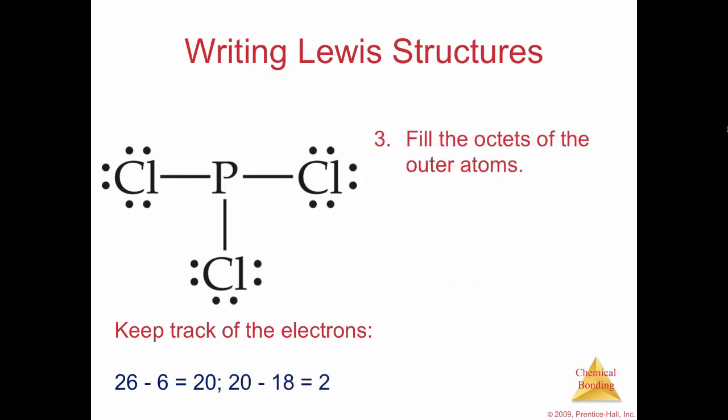Third, you will fill in the octets of the outermost atoms. And again, keeping track of the electrons, we used 6 electrons for the 3 bonds, and we just used 18 more electrons for the lone pairs, leaving 2 left. And those will go on to the central atom, fulfilling its octet.